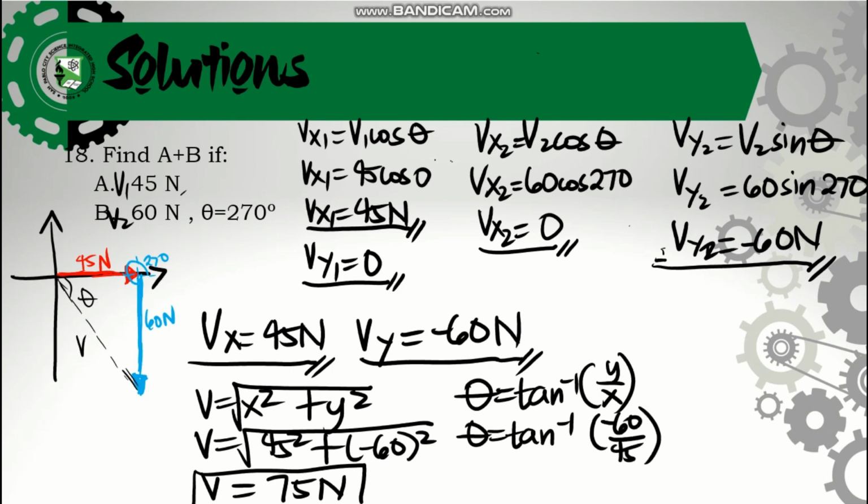So, bakit ulit siya negative? Kung makikita nyo, flip yung triangle, and then yung angle niya is clockwise. Kaya siya naging negative.